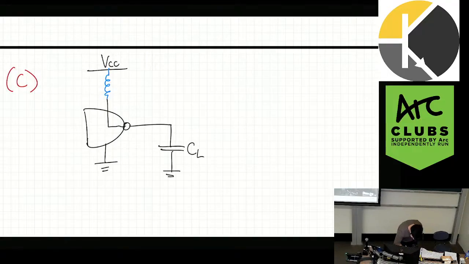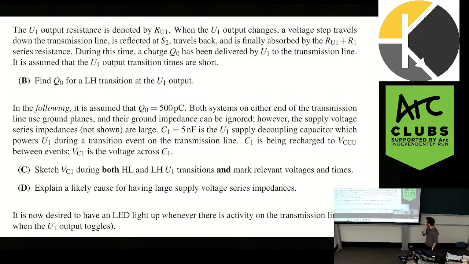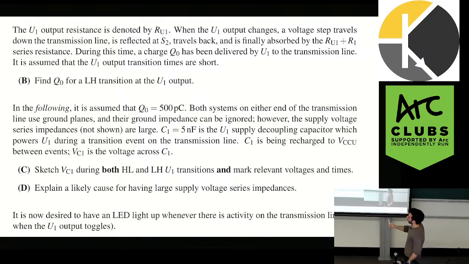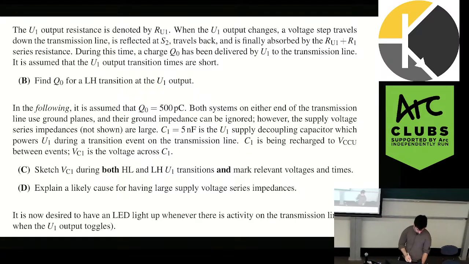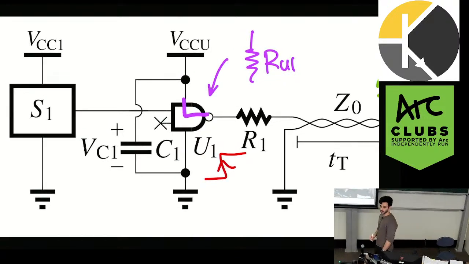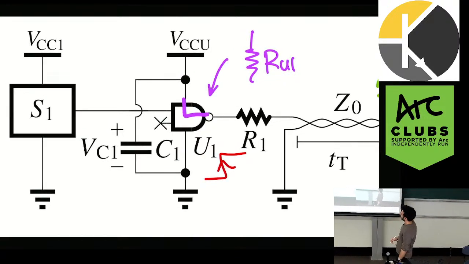So C load. Okay, so maybe I'll just talk about how I'm approaching this question. It's asking me to sketch VC1 during both high to low and low to high transitions. C1 is that decoupling capacitor there, right? But before I actually get into the question, what I think about is what is C1 actually charging and what is C1 doing? What's the point of C1, just looking at it?